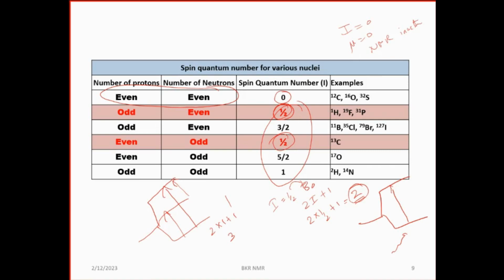So I restrict my study only to I equal to half. That is why we concentrate only on these nuclei: H1, fluorine 19, phosphorus 31, or carbon 13. And in general, organic compounds contain carbon and hydrogen. Therefore, we concentrate basically on proton and carbon. That is the only reason.